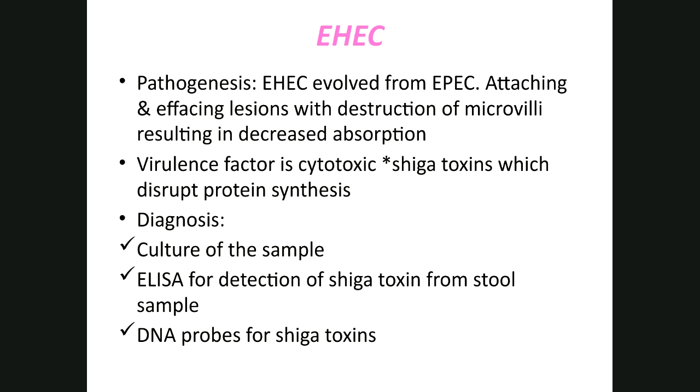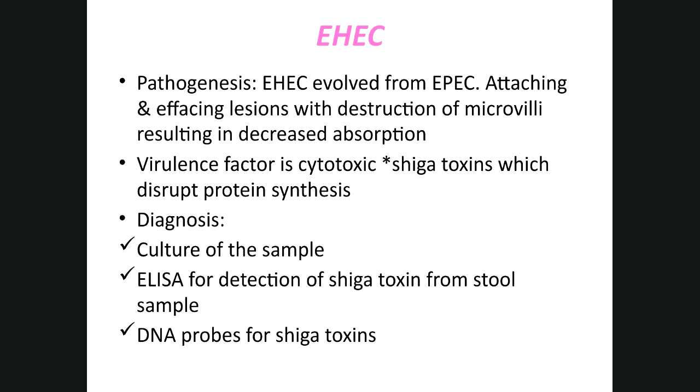Now, the main virulence factor of enterohemorrhagic E. coli is a toxin known as Shiga-like toxin. This toxin disrupts protein synthesis, and as a result, there is bleeding and there are hemorrhages into the intestine.